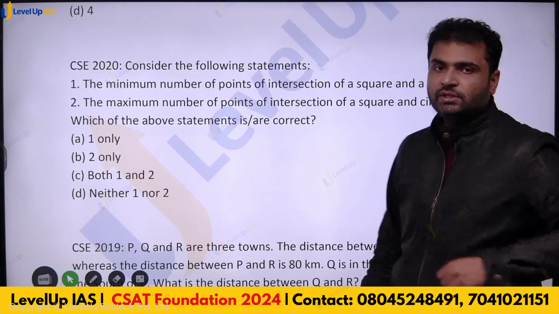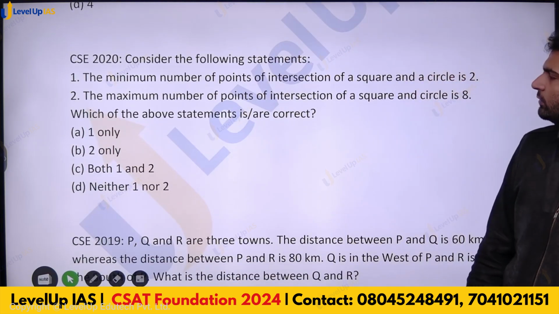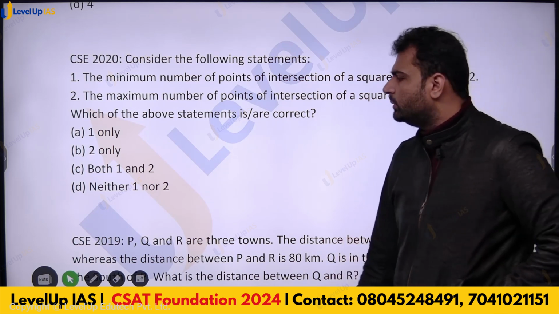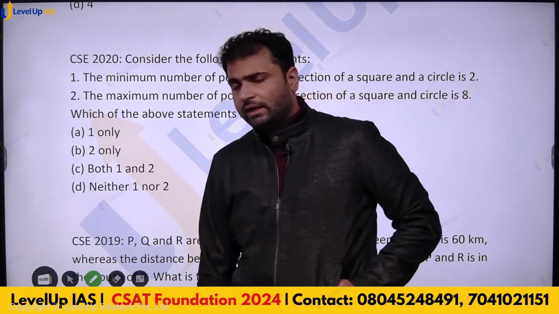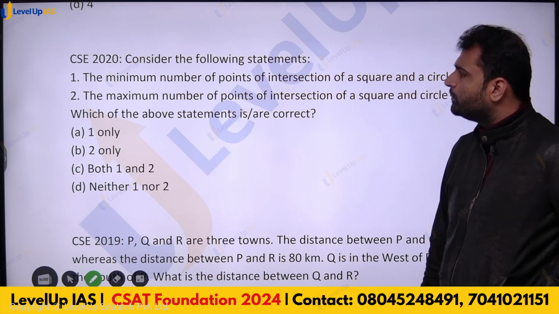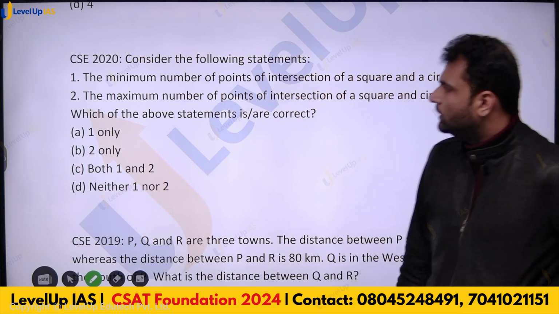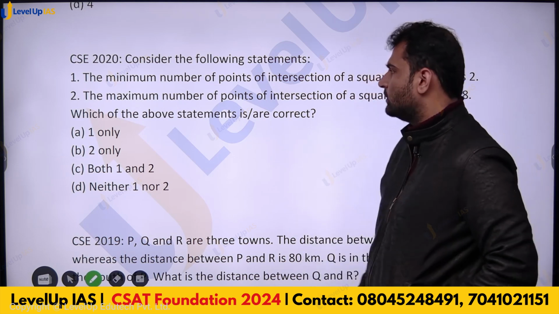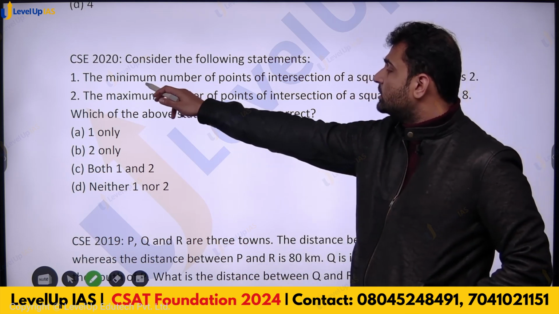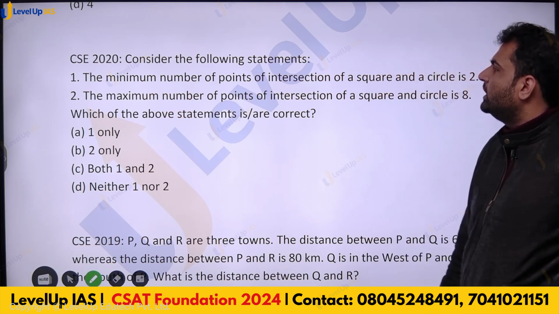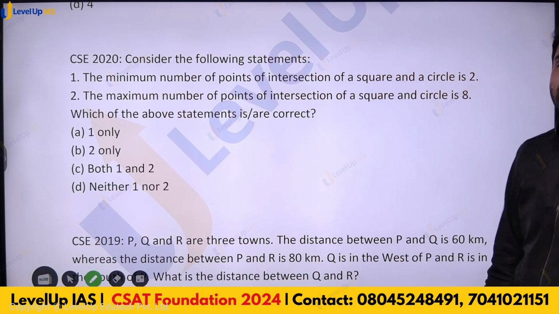Let us see the next question. This is again an intuitive kind of question. You need to play around with it a bit and you should get the answer correctly. First, we are given two statements. They are independent statements and we have to tell which of them are correct and which are not. Statement first: the minimum number of points of intersection of a square and a circle is 2.